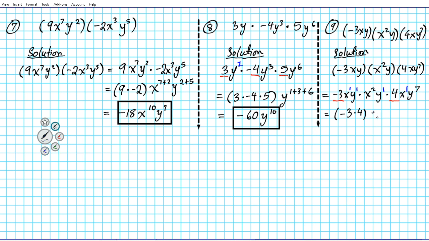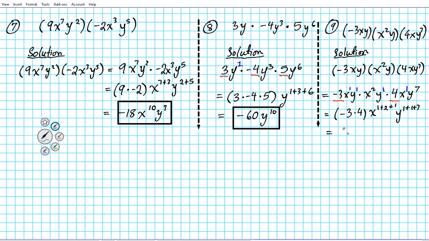Okay? All right, so applying the product property of exponents, we have x. For x, we have 1, 2, 1. So it's going to be 1 plus 2 plus 1. And then for the y, we have 1, 1, 7. So it's 1 plus 1 plus 7. So remember the product property of exponents. You add the powers when multiplying exponents with the same base.